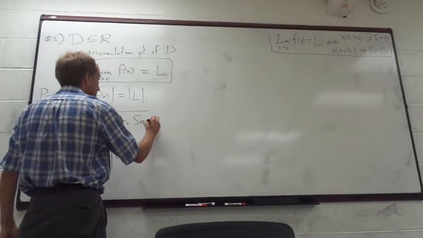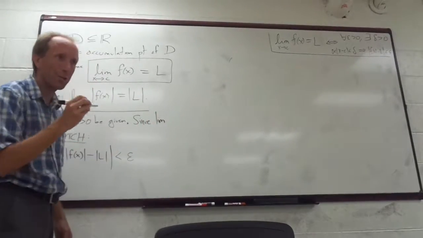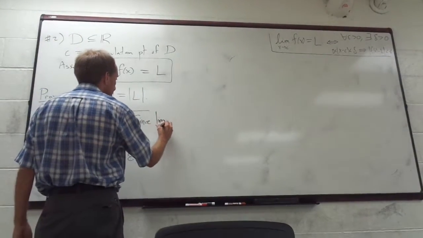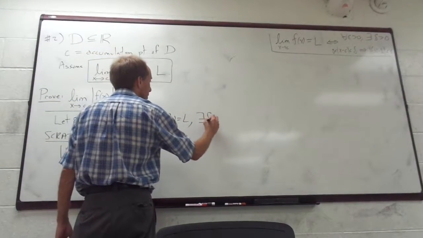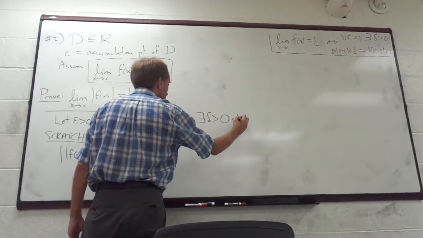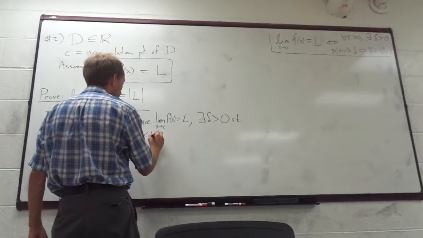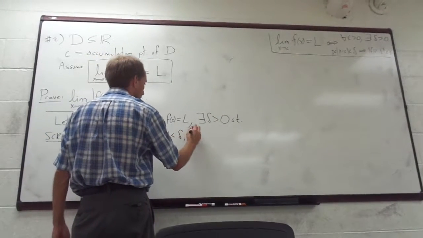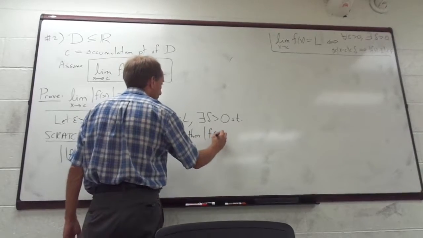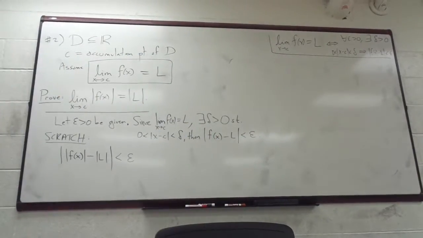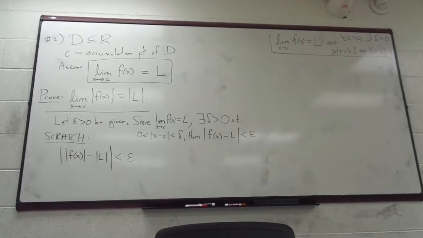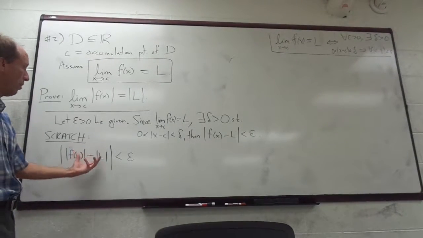I'll go back up before the scratch work and add this at the beginning here. Since the limit of f of x is equal to L, there exists already a delta greater than 0 such that if 0 is less than absolute x minus c is less than delta, then absolute f of x minus L is less than epsilon. So we have that, and then this is what we want to get.